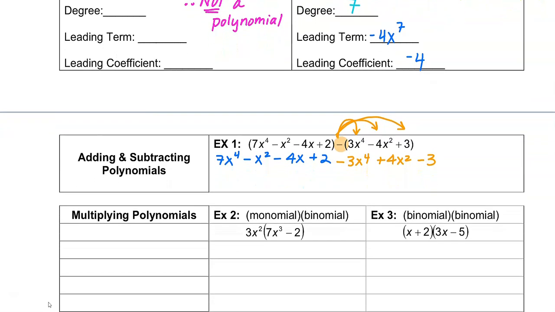And then we're just going to combine like terms. So we have the 7x to the fourth and the minus 3x to the fourth. That will give me 4x to the fourth. And then we have the minus x squared and the plus 4x squared. That's plus 3x squared. You have the minus 4x. And plus 2 minus 3 is minus 1.